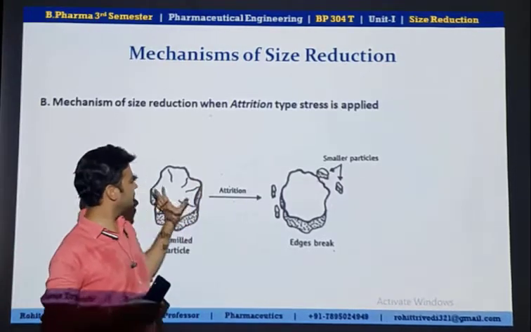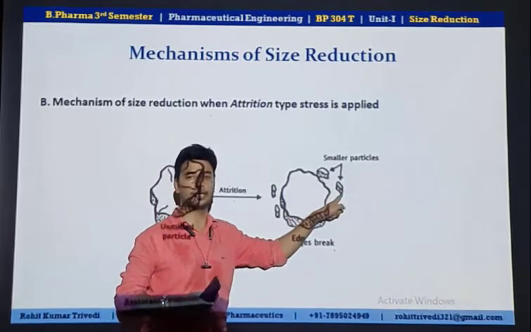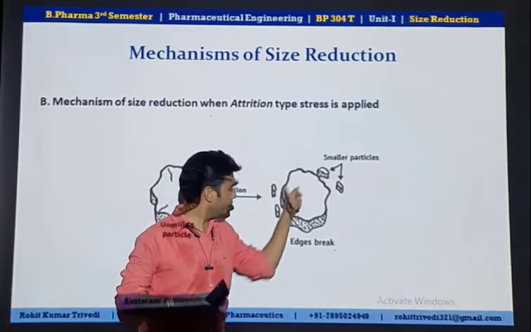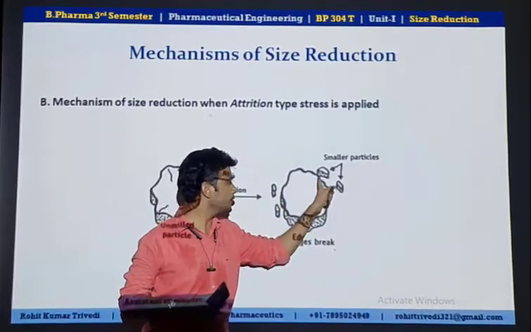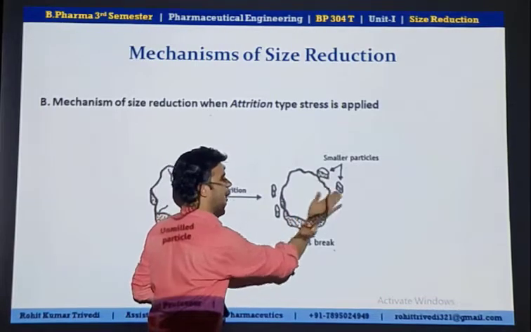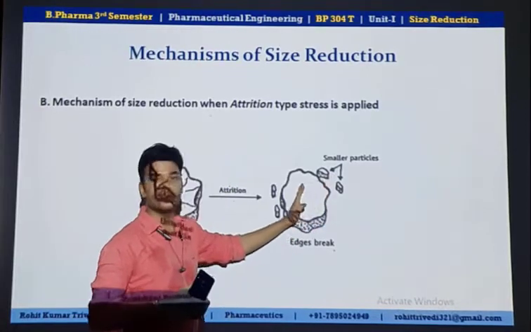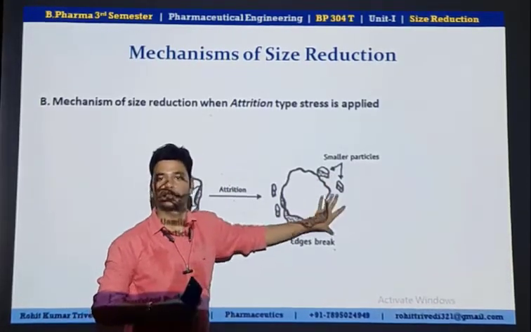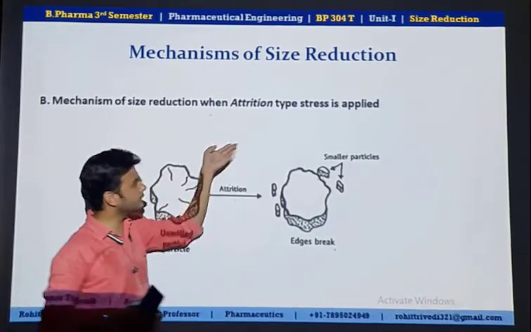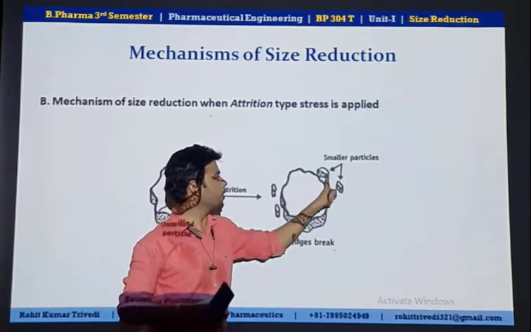See what happens in attrition: the particle is broken down from the edges only. In attrition the particle will not be broken down from the center portion. It will be broken down into smaller particles from the edges only, and the particle size will be reduced from the edges only. Likewise, this process will go inside that single solid particle, and it will be converted into a fine powder. What happens in attrition, you are required to remember, is that the particle is broken down from the edges only.